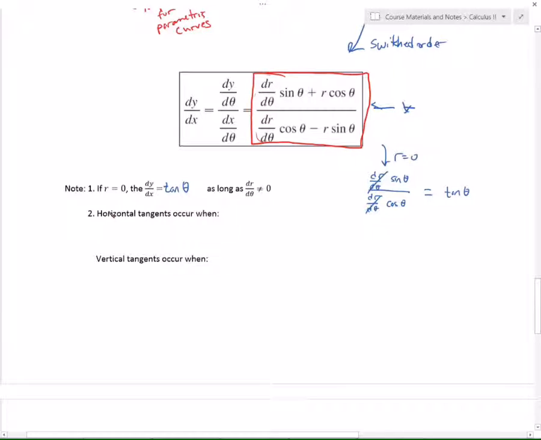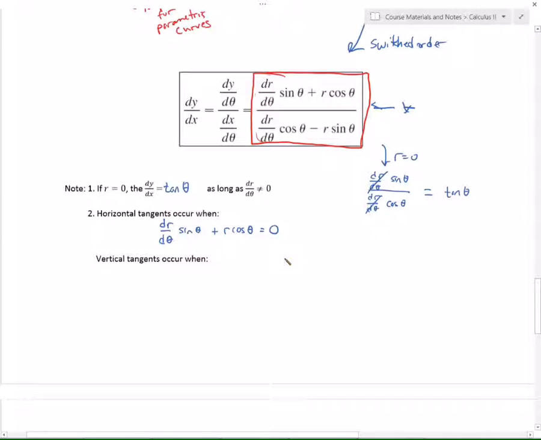Okay, a couple other questions. Another important note here. When you've got a big fraction like this, a numerator over a denominator. Okay? Horizontal tangents occur when the slope is 0, right? Horizontal means slope is 0. When is a fraction equal to 0? When the numerator is 0. So a horizontal tangent will occur when dr/d theta sine of theta plus r cosine of theta is 0.